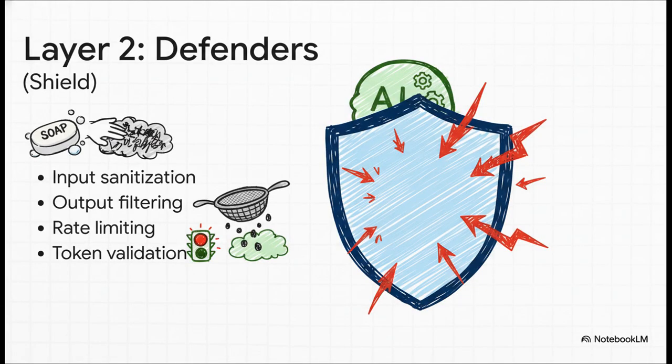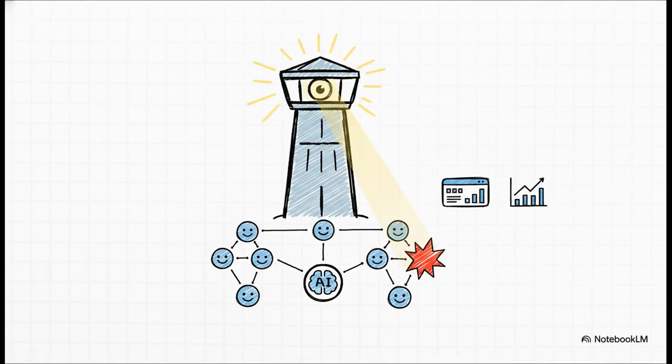Next in line is the shield, your active defenders. This is your frontline protection. If the scout flags a shady input, the defender steps in to sanitize it. It actively filters outputs, enforces rate limiting to stop denial of service style attacks, and validates tokens to keep everything secure. This is the layer that blocks and neutralizes threats in real time. And finally, you've got the watchtower. This layer is all about constant, ongoing vigilance. It gives you real-time tracking of how your app is being used, helps you spot new or emerging threats, and it's always looking for weird anomalies in behavior that could signal a more sophisticated attack.